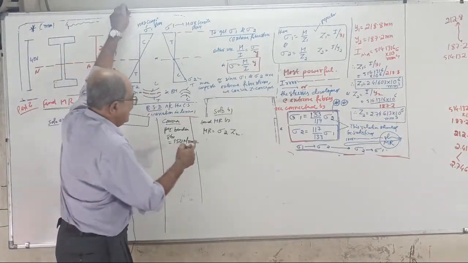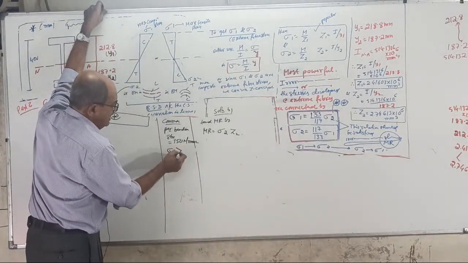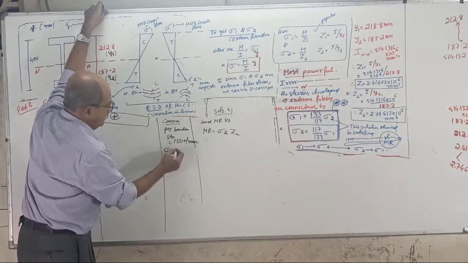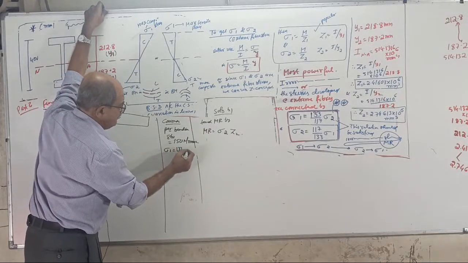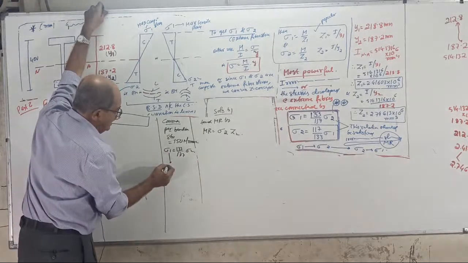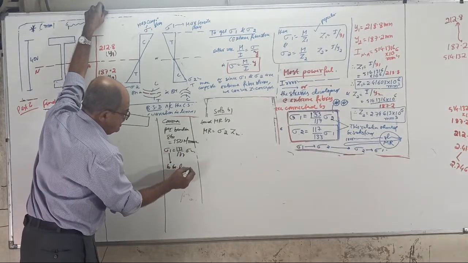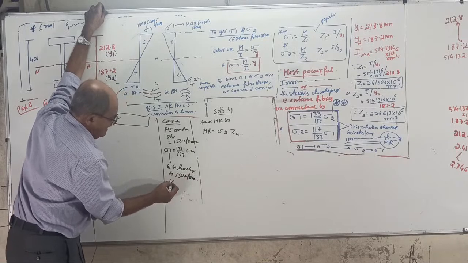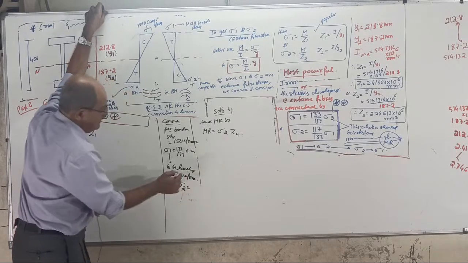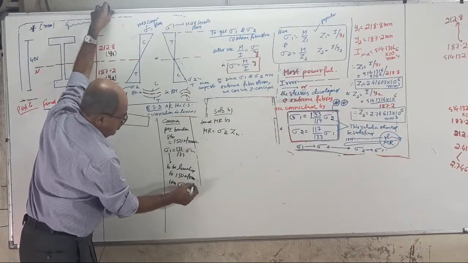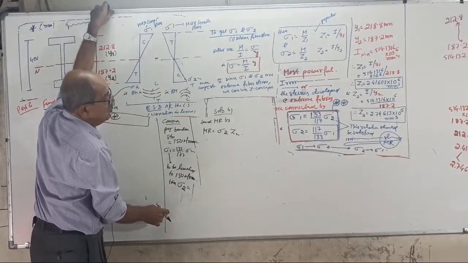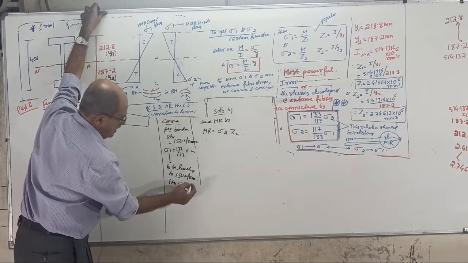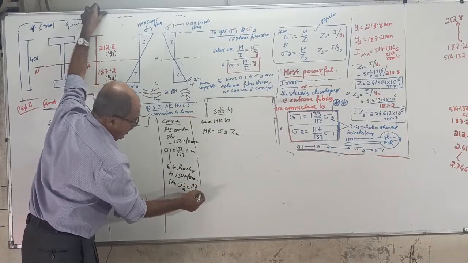Therefore, here 150 means, we know that sigma 1 is more than sigma 2. Why? You can write sigma 1 is 133 by 117 of sigma 2. Therefore, sigma 1 is to be limited to how much? Limited to 150 Newton per mm square. Then what is sigma 2? See there, sigma 2 equal to 117 by 133 of sigma 1.